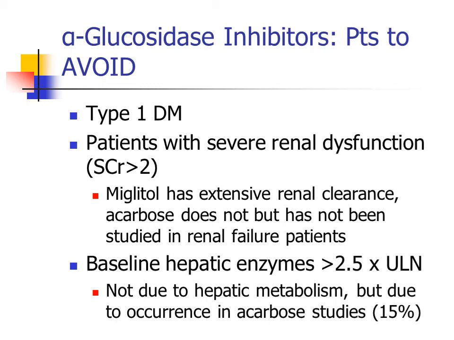And finally, baseline hepatic enzymes greater than 2.5 times the upper limit of normal, those patients shouldn't be on these either. And it's not due to hepatic metabolism, because we mentioned above that they're extensively renally cleared, but due to occurrence of elevated hepatic enzymes in the acarbose studies, where about 15% of the patients saw an elevation in their hepatic enzymes. So for someone with a healthy liver, that may not be significant or bothersome, but someone who has baseline hepatic dysfunction, that might be something that would be more severe in implication.